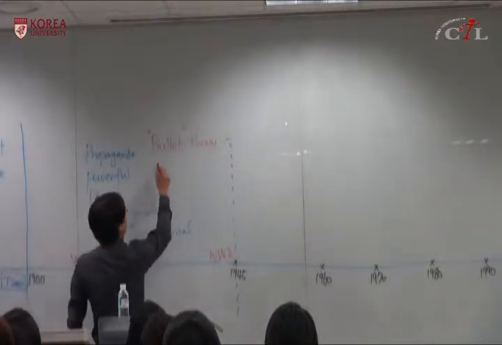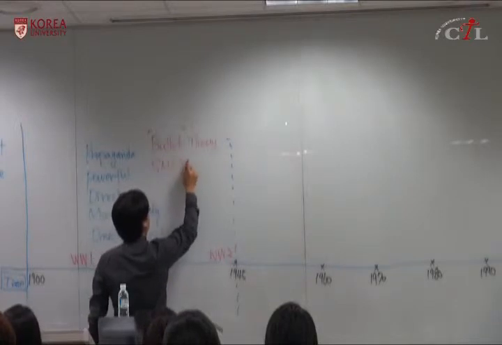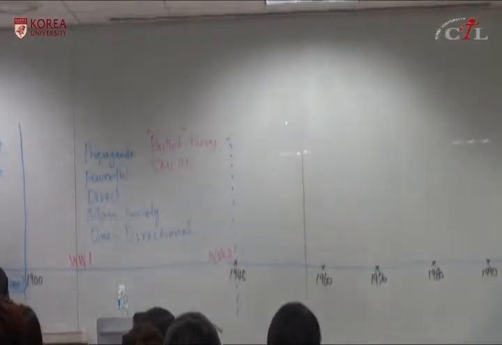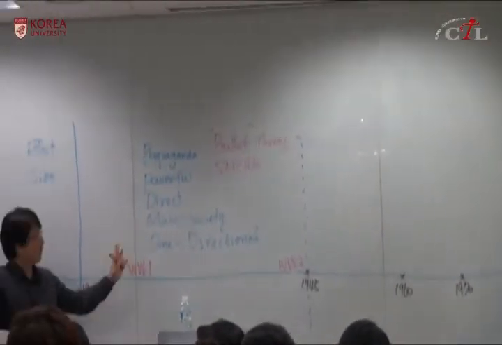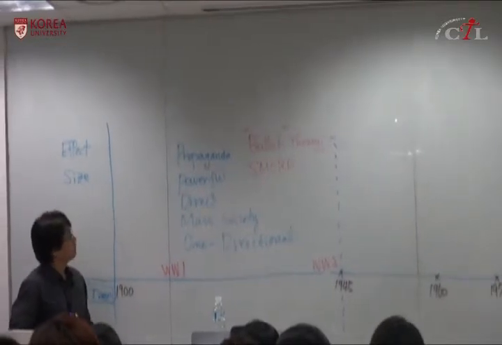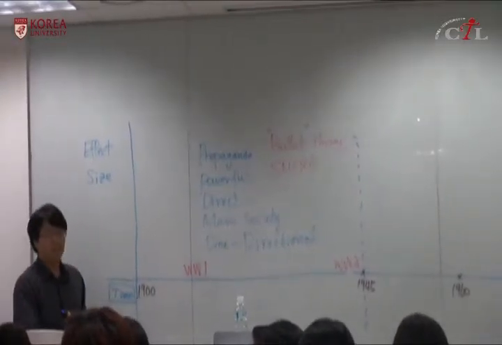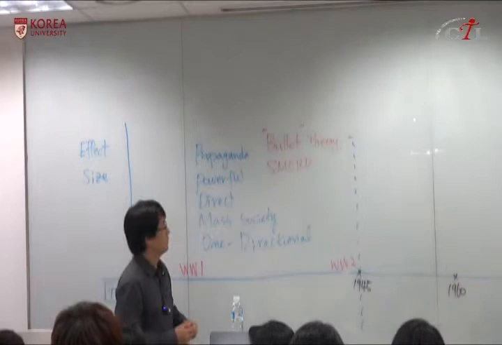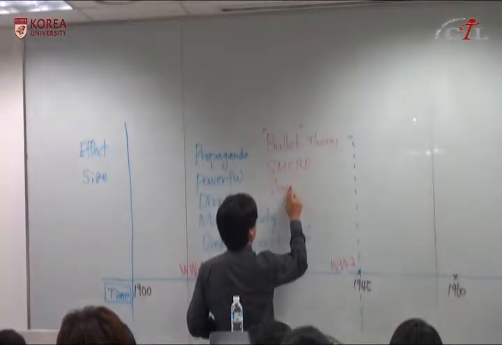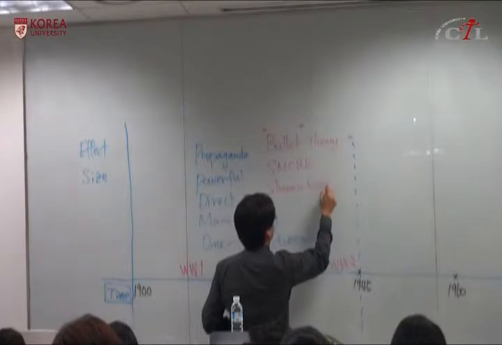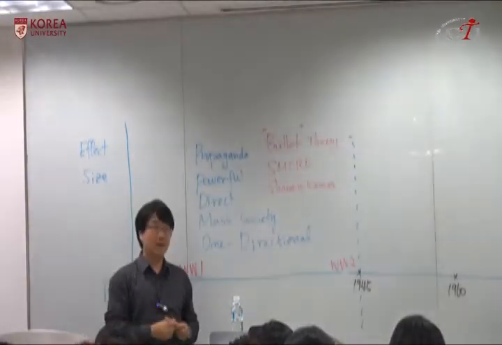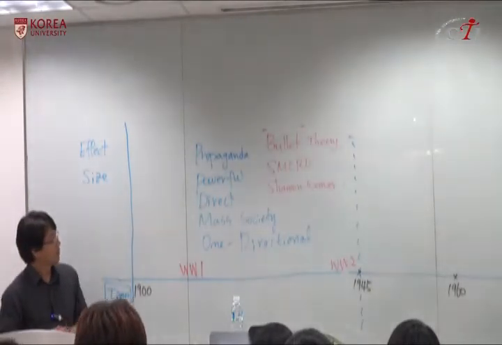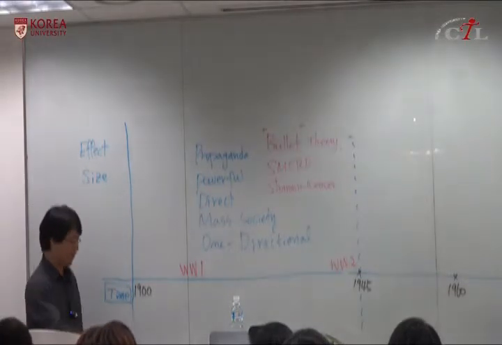Another model, the SMCRE model, is part of the important theory of the very first stage. Lasswell suggested SMCRE, and Shannon and Weaver's mathematical model is also part of the important very first stages of the media effect.